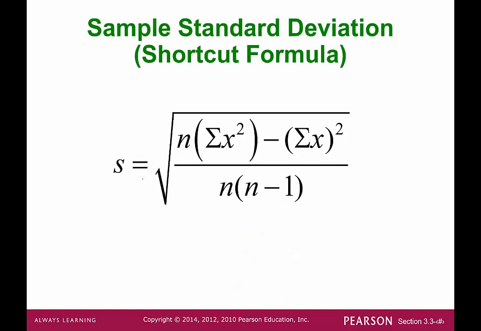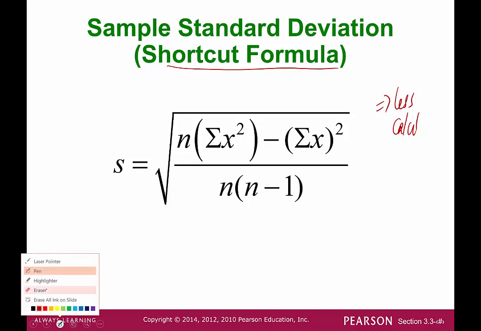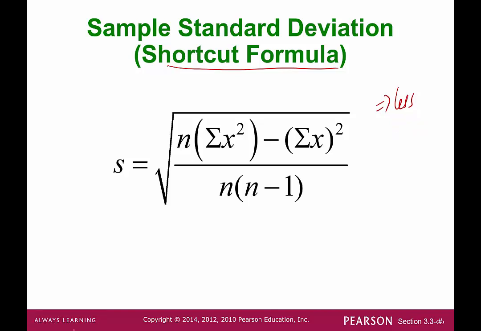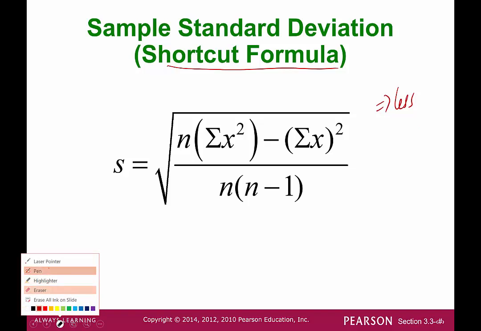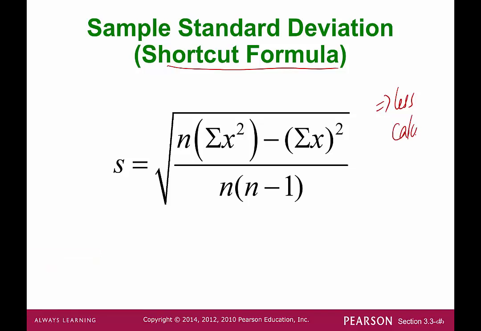The second formula is called the shortcut formula. In this formula, we don't need to calculate the sample mean. That means we have less calculation, which is why it's called the shortcut formula. So it's more convenient to calculate the standard deviation. Although it looks more complicated, it's actually a lot quicker to find the standard deviation.